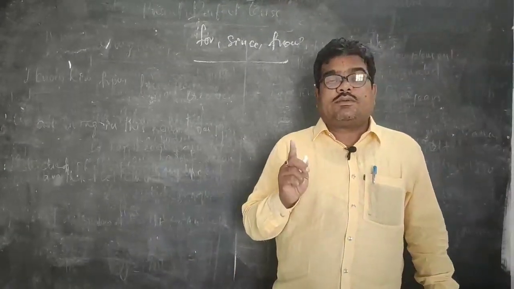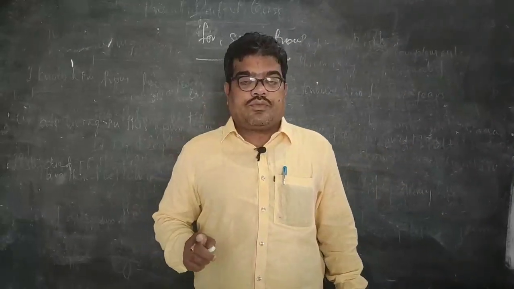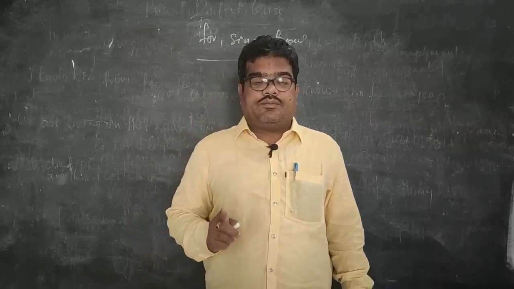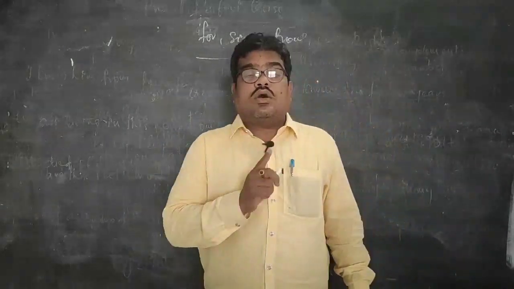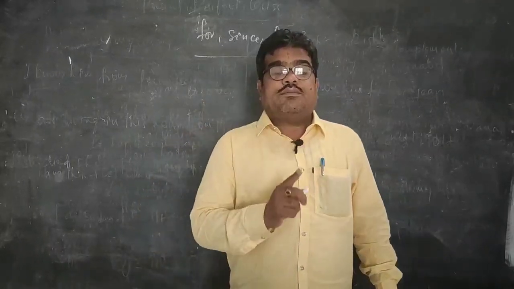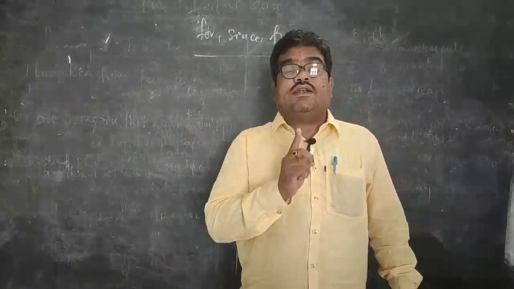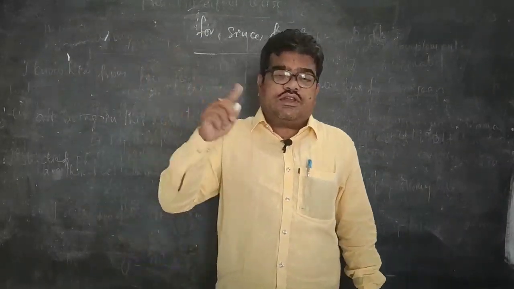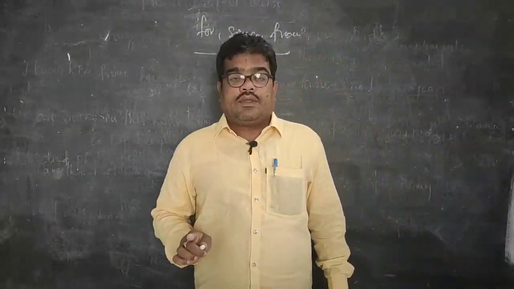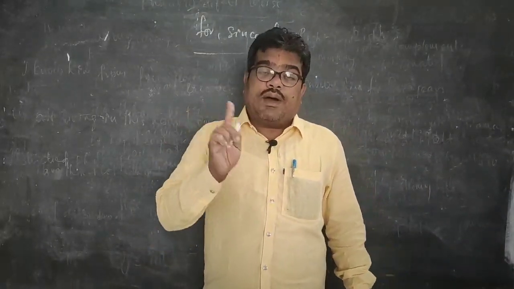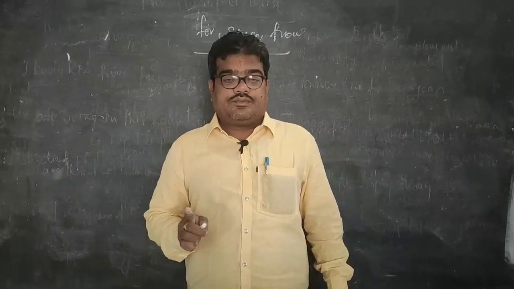We shall discuss for, since, from. For is used to talk about the period of time, how long an action lasted. For example, we have lived in Delhi for 5 years. That tells the period of time. Still we are living in Delhi. For is used to talk about the present, past as well as future.